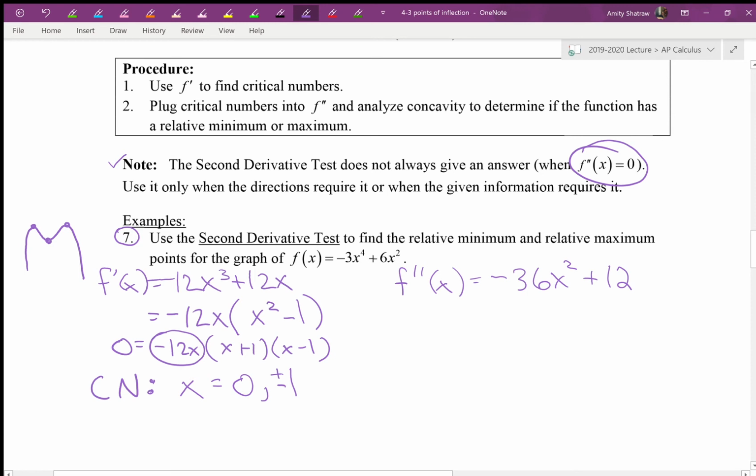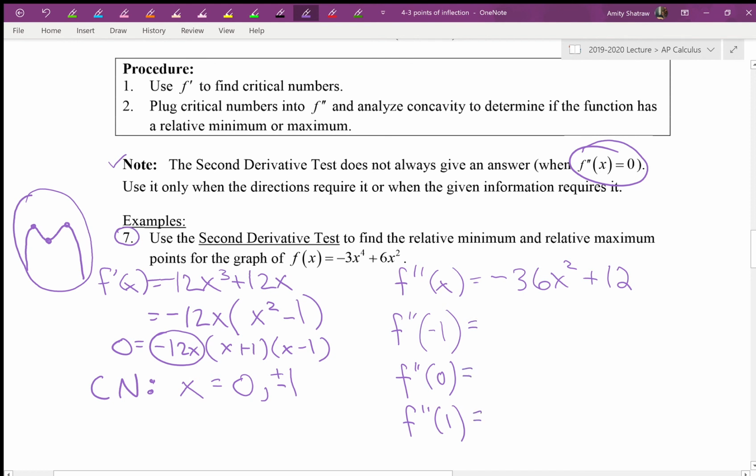I can start checking what's happening with my critical numbers and find out, am I getting positives or am I getting negatives? And that'll tell me whether or not I have a max or a min. That's my justification for maxes and mins. And especially when I have an intuition about what the graph looks like, that helps me a lot, okay? So I want to double check this double derivative. I want to check it at negative 1, I want to check it at 0, and I want to check it at positive 1.